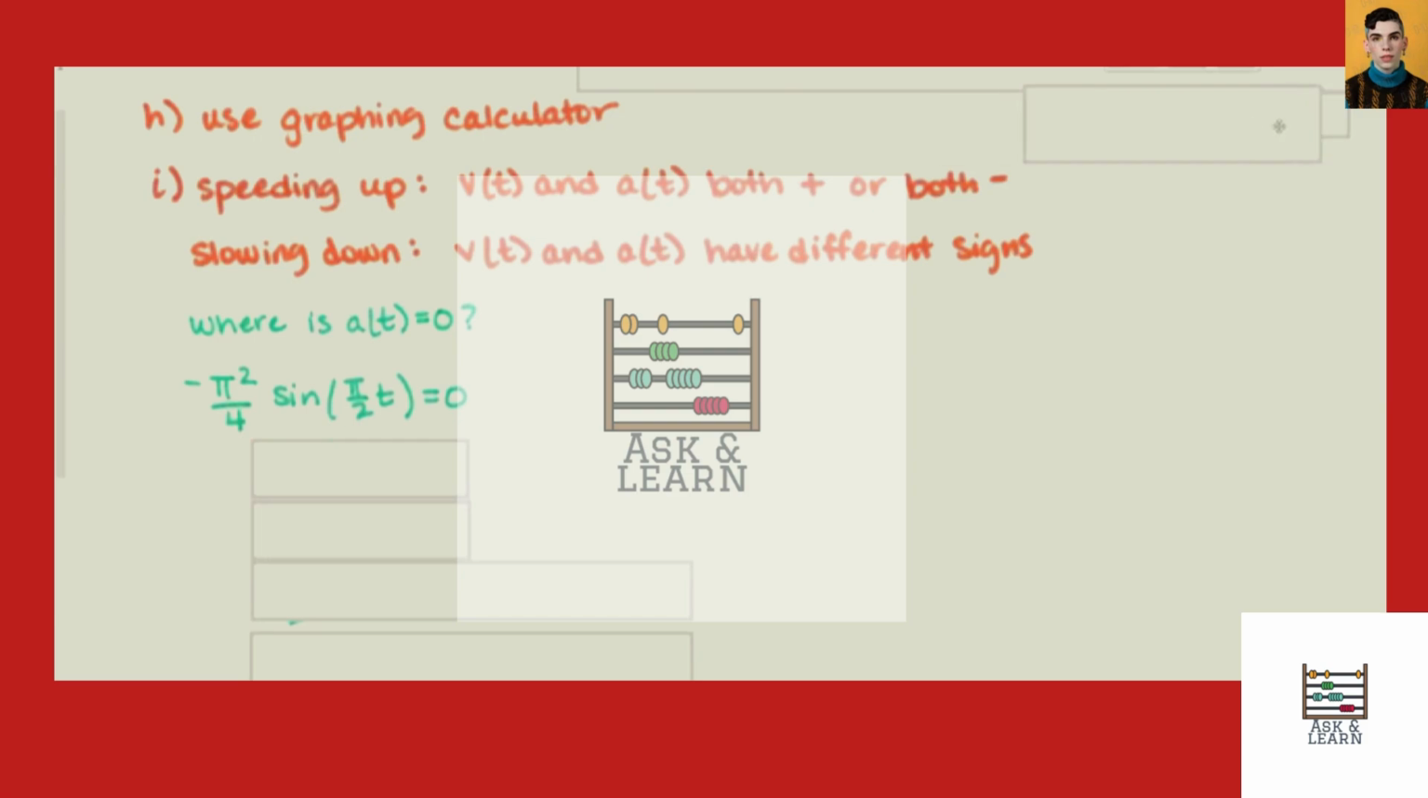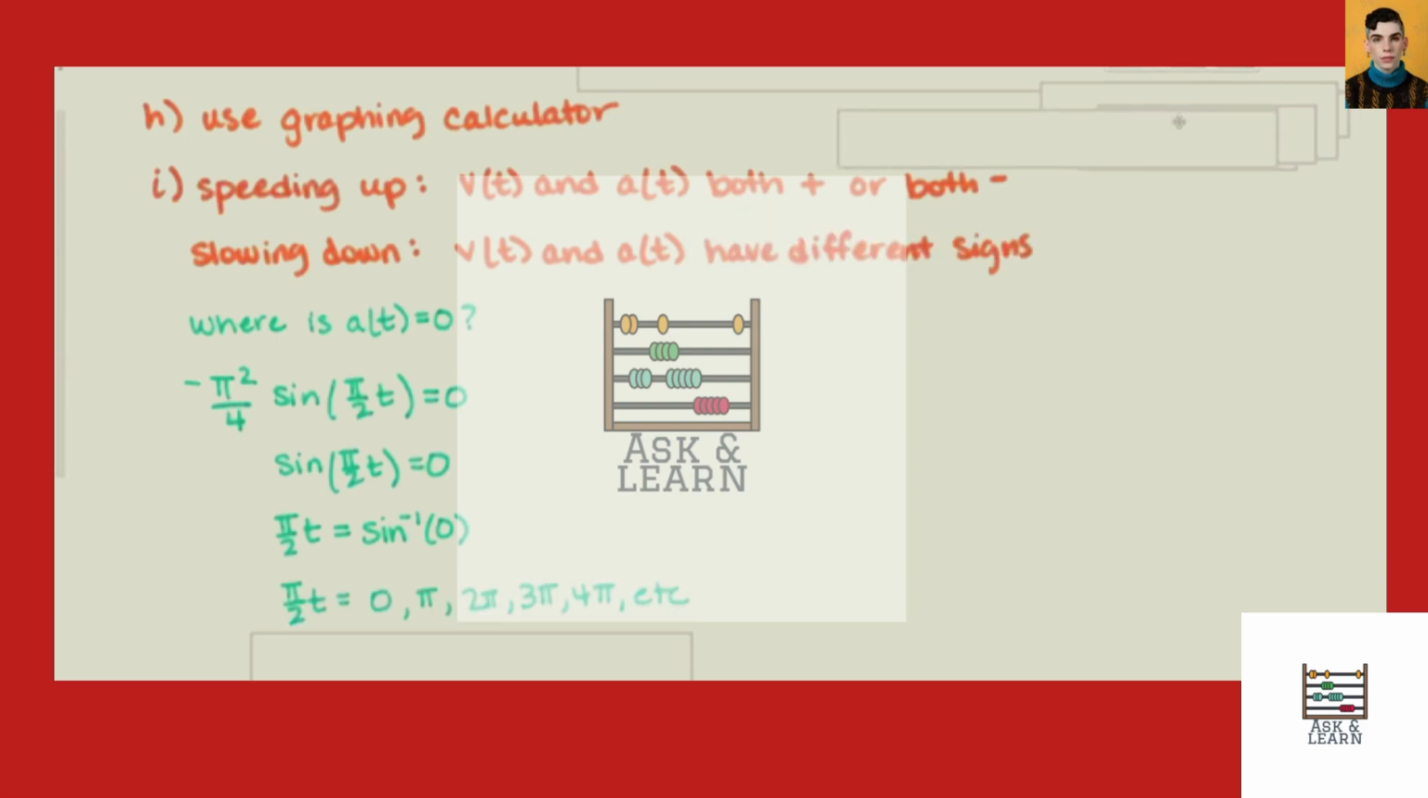So we take our acceleration function and set it equal to 0. Divide both sides by negative pi squared over 4, and we're left with sine of pi over 2 times t equals 0. We can take the inverse sine of that. So what we're looking for would be the angles that have a sine value of 0. And the angles that have a sine value of 0 would be 0, pi, 2 pi, 3 pi, 4 pi, all the multiples of pi.